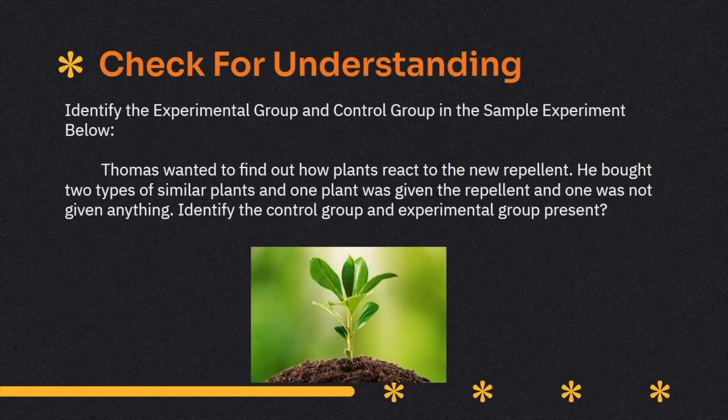Here's a check for understanding. Thomas wanted to find out how plants react to the new repellent. He bought two types of similar plants, and one plant was given the repellent while the other one was not given anything. Identify the control group and experimental group present. In this check for understanding, the control group is the plant without anything, and the experimental group is the plant that was given the repellent.